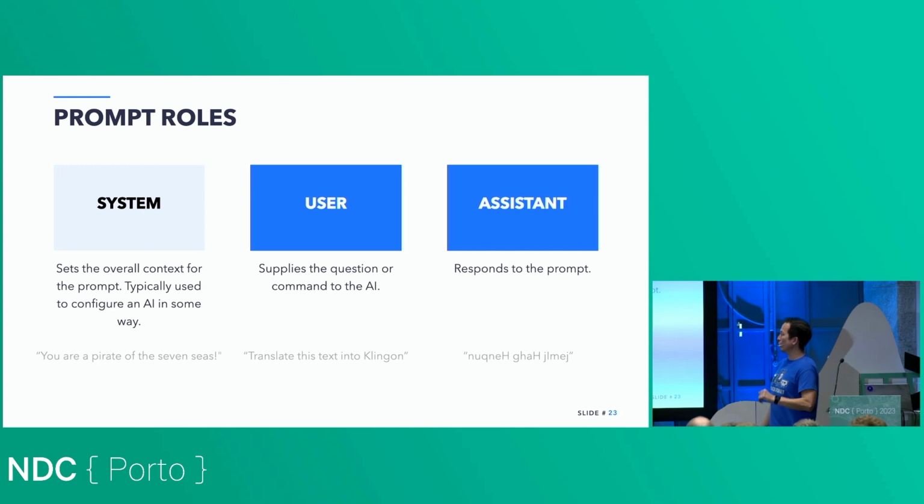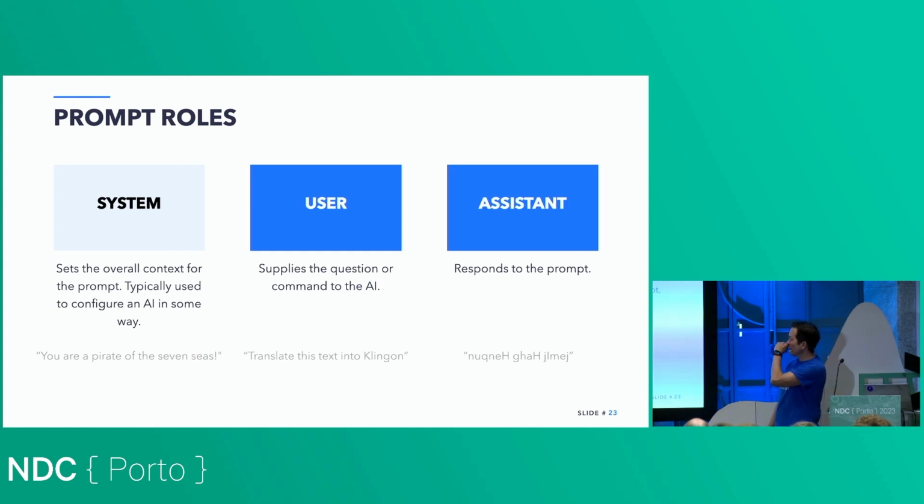You have control of this. "You are a pirate of the 7 seas." Like if you want your GPT to speak like a pirate, you might use that as the system prompt. The user prompt is the question you're going to give to the AI. So, "translate this text into Klingon."